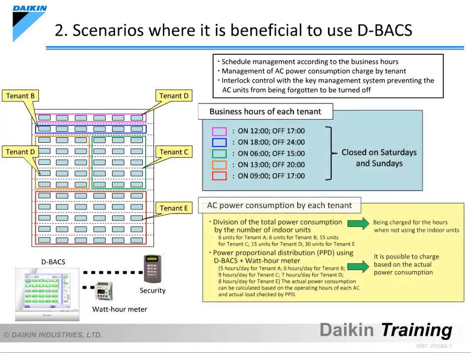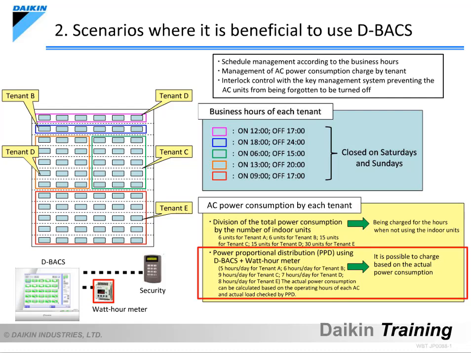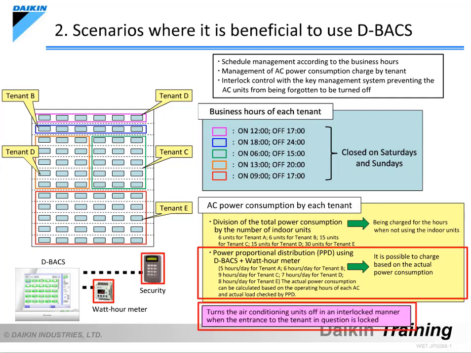Dbacks is also useful in a building that is occupied by a multiple number of tenants, because complicated management of the air conditioning units is required in such a building. For example, schedule operation control enables operation of the air conditioning units in line with the business hours of each tenant, while air conditioning power consumption charge management can be used to generate an electric bill for tenants based on their actual power consumption. Moreover, key interlock control will be suitable for preventing the air conditioning units from being forgotten to be turned off when they are not in use, such as during non-business hours and holidays, because it automatically turns off the air conditioning units in an interlocked manner when the entrance is locked.